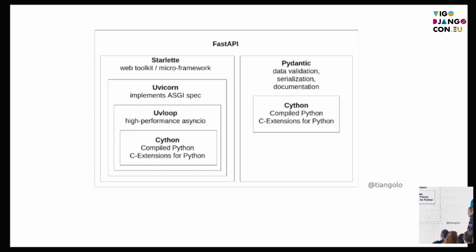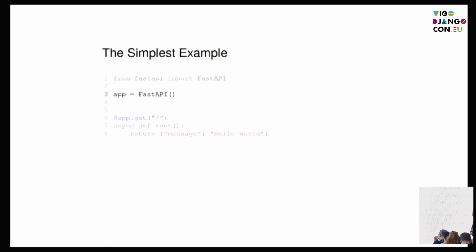Now, the question is, how can we start with FastAPI? So, let's see some examples. This is the simplest example you can find. First, we create an instance of the FastAPI class, which will be our main application. Then we define a route, and finally we create the endpoint that just returns the message, hello world.